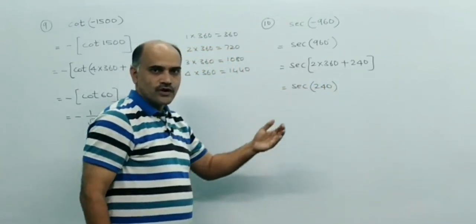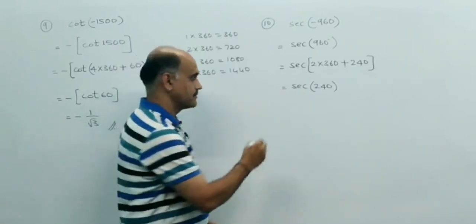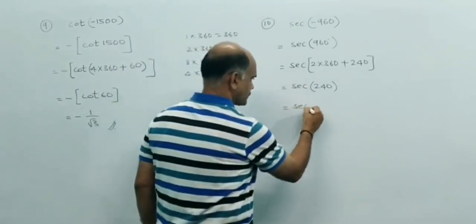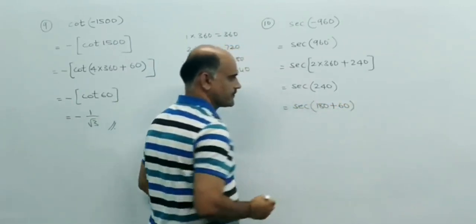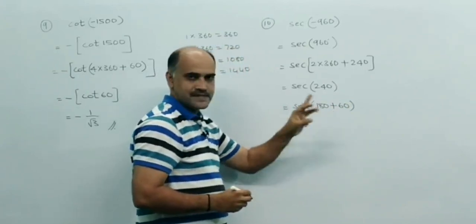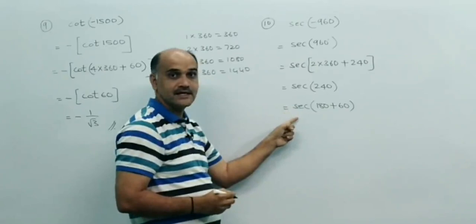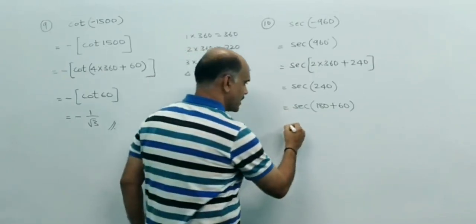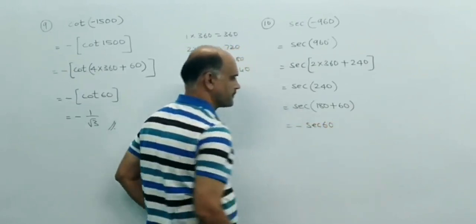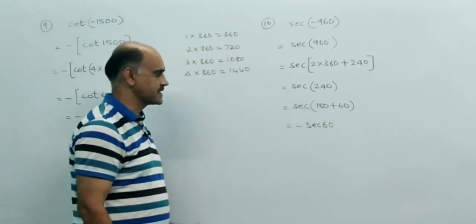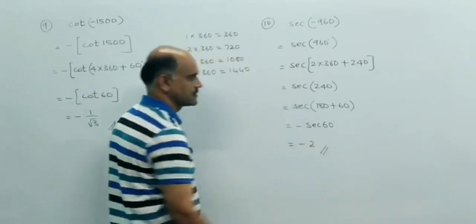So 240 is near to 180, so it is written as 180 plus 60. So secant of 180 plus 60. 180 plus means it is in the third quadrant. In the third quadrant secant is negative, so you will have minus secant 60. Now substitute, and you will have the answer minus 2.